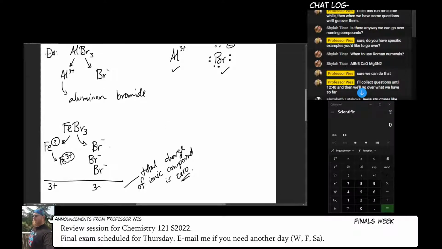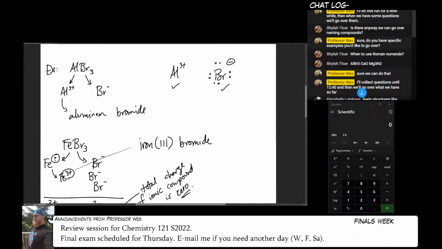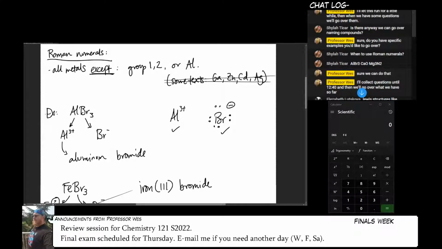And so that would make this iron(III) bromide. And so that's when you use Roman numerals. Whenever you have a metal that is not one of these up here. Any other metal needs Roman numerals.